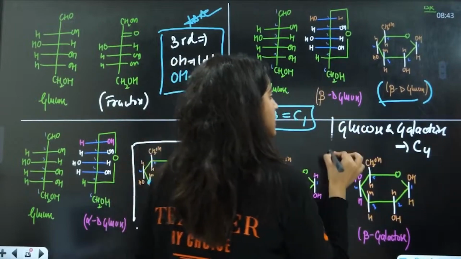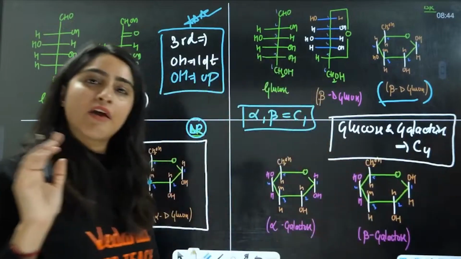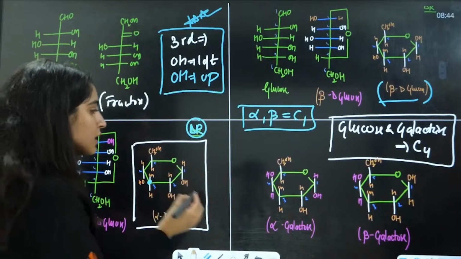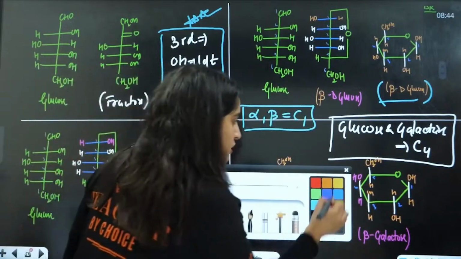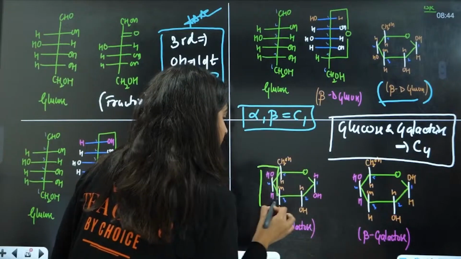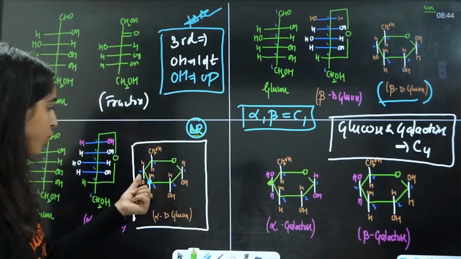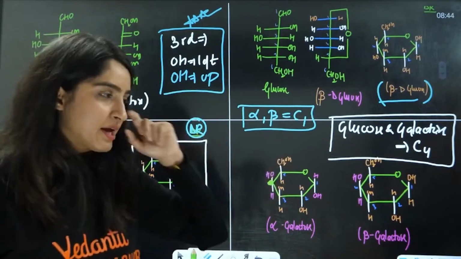Okay, there is a difference in the C4 position. That's it. Everything else is the same. If you're talking about alpha glucose, this is alpha galactose. There is a difference in this C4 position. Here you have OH on the downside, here you have OH on the upside, right?